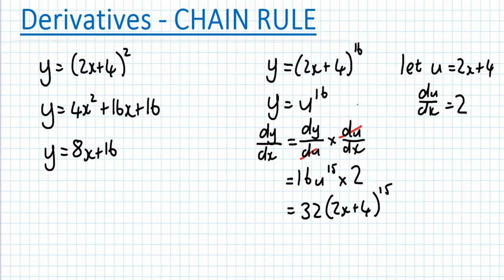So this process of substitution and linking up one derivative with another derivative in a chain-like manner is what we call the chain rule. To find dy/dx, I'm linking up dy/du and du/dx to give us the derivative we are looking for. When do we use the chain rule? We generally use the chain rule when it looks like we have one function, 2x plus 4, inside another function, u to the power of 16. That's how we know when to use the chain rule.